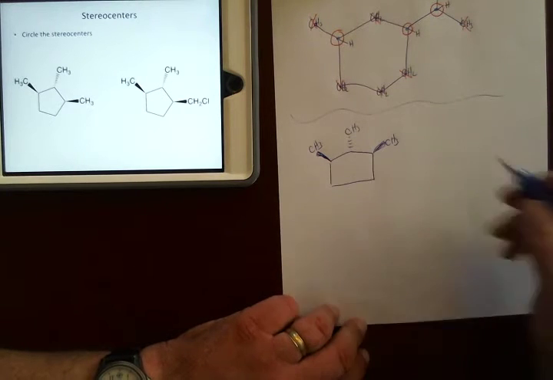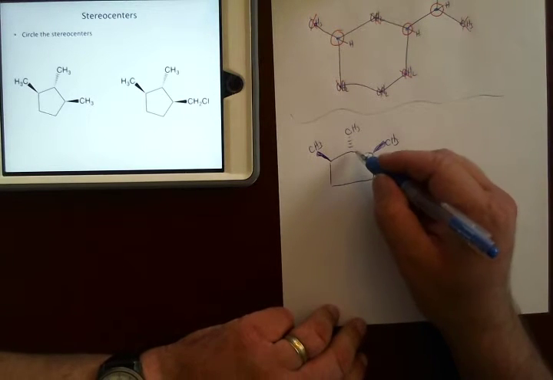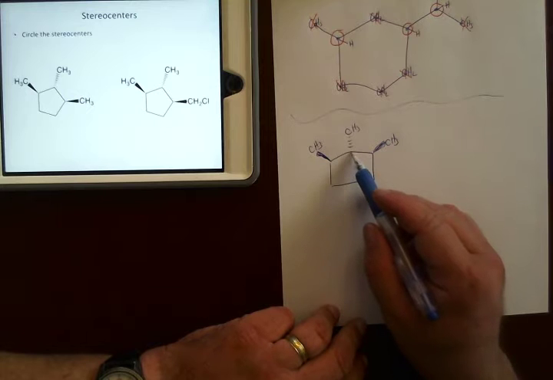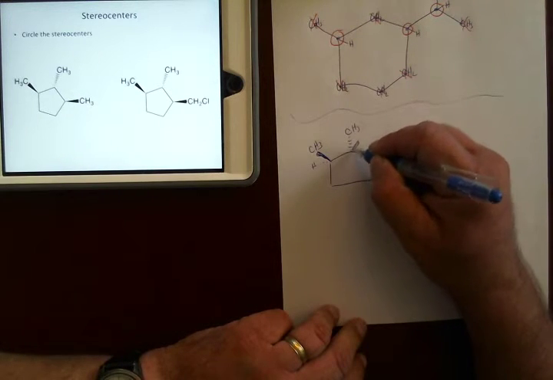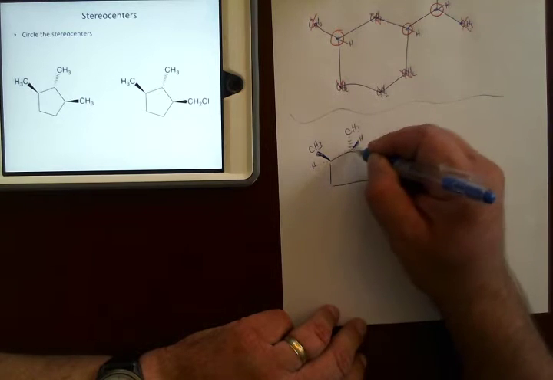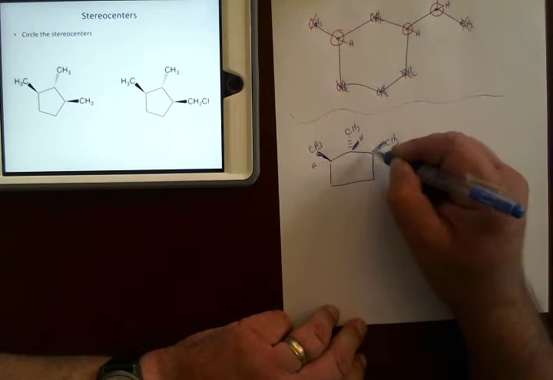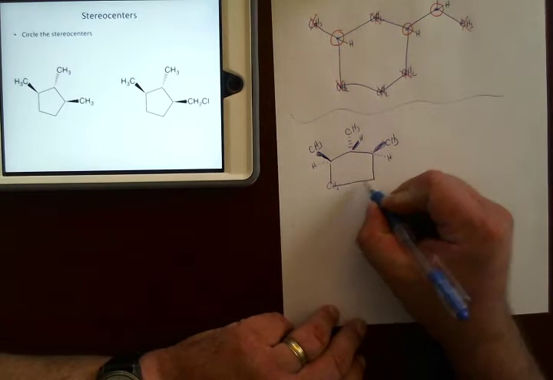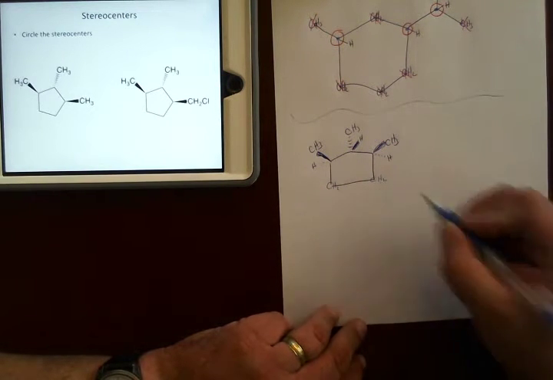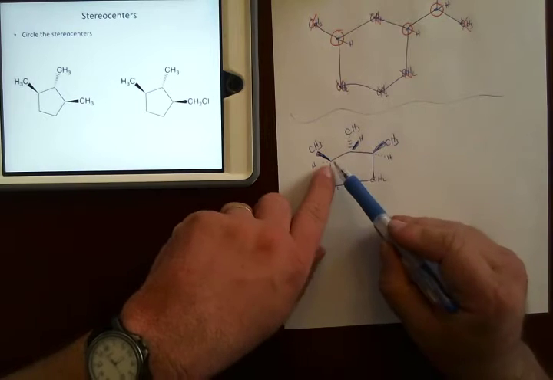Okay. Again, the first thing you want to do is take a look at these and put in the hydrogens, right? So there's a hydrogen here, there's a hydrogen here, because each one of these has three bonds shown. So there's a hydrogen, hydrogen, hydrogen. This one, two bonds are shown. This one's two bonds shown. Okay, so let's start over here, right?